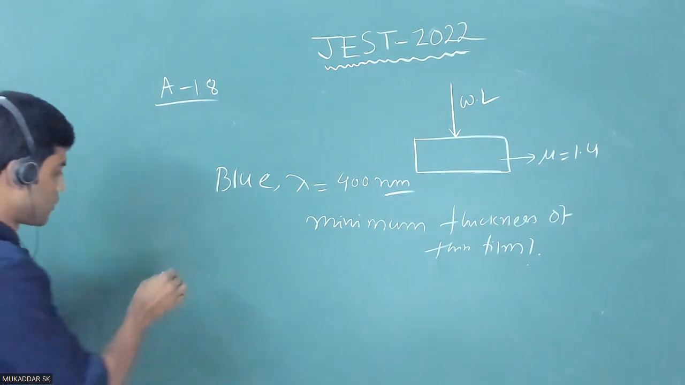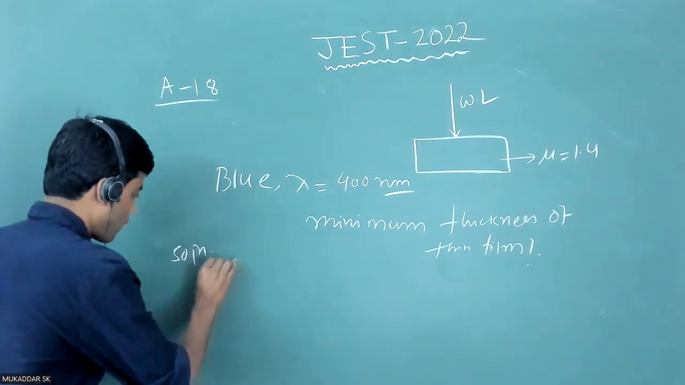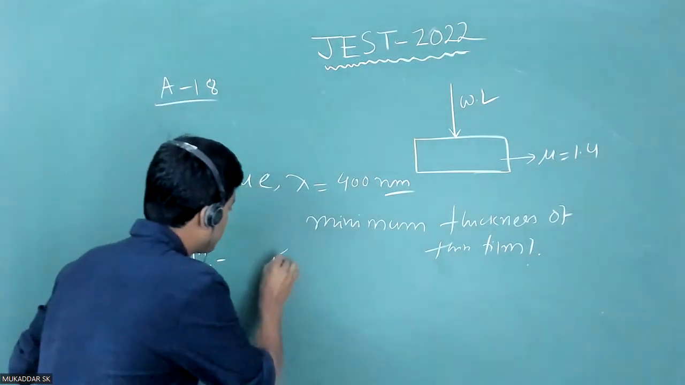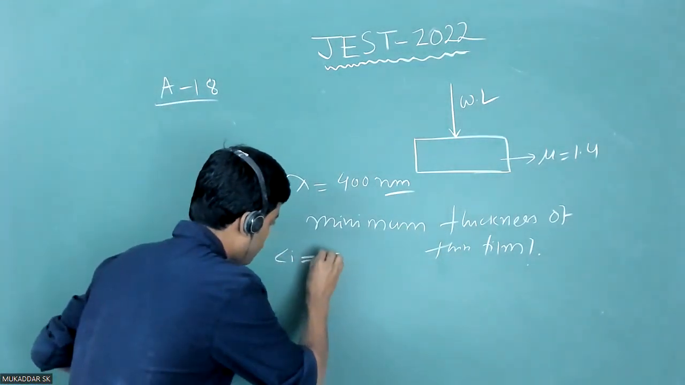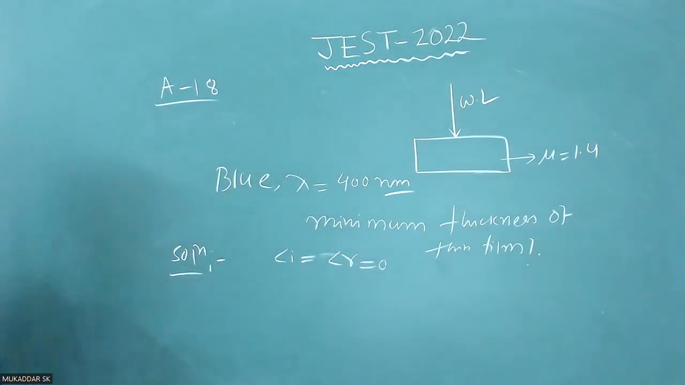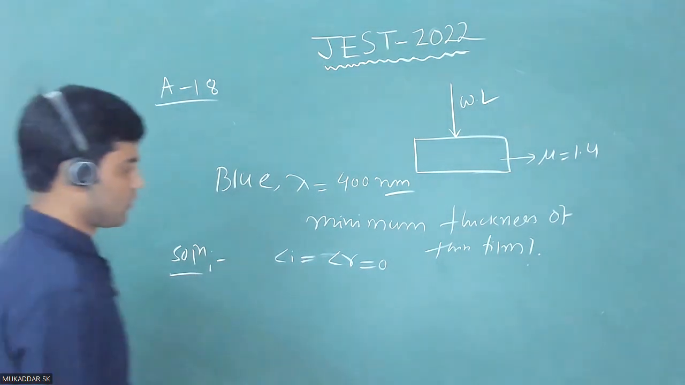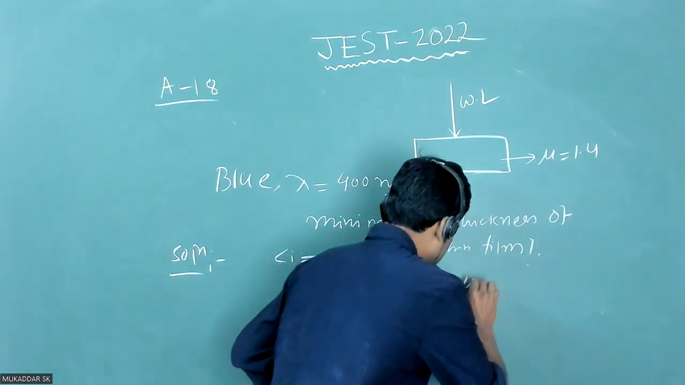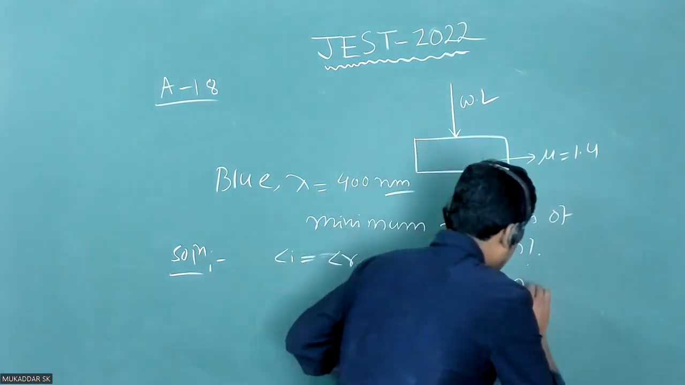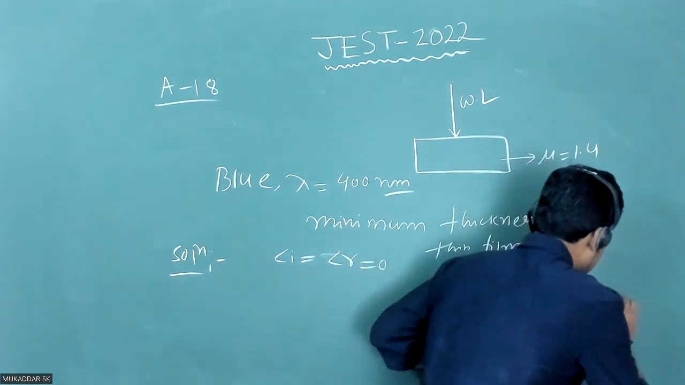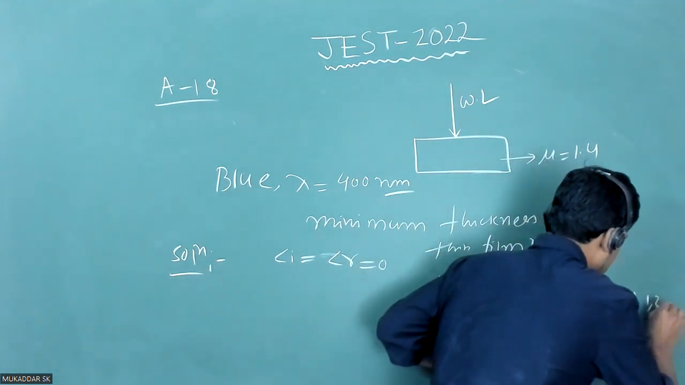Okay. So as you know, there is a normal incidence of light. It means angle of incidence equals to angle of refraction, and that will be 0. And for constructive thin film interference, we'll have a condition like twice mu t equals to (n plus half) lambda, where n can take values like 0, 1 and 2, so on.